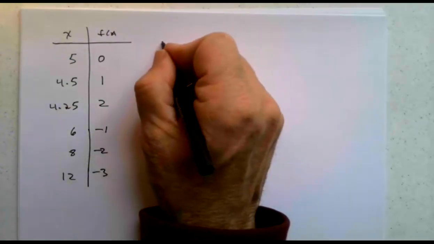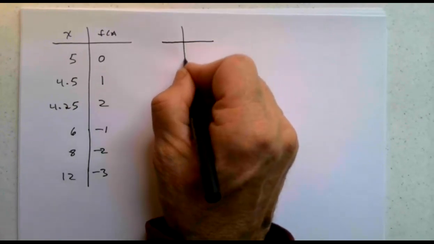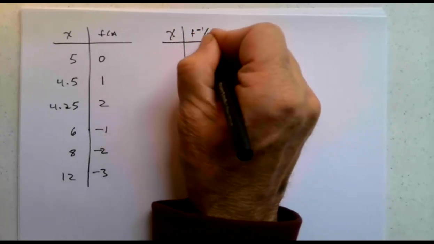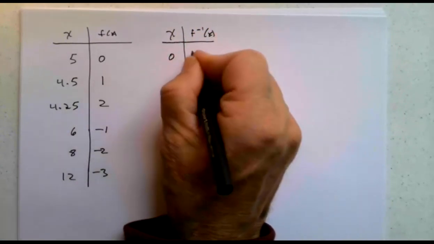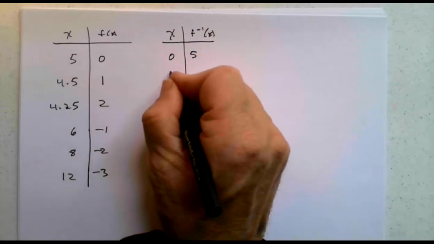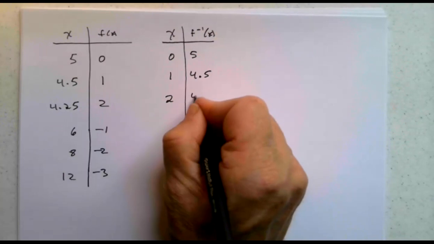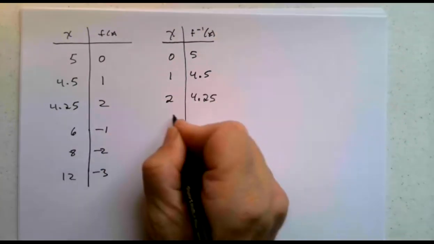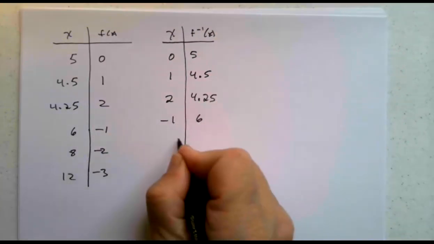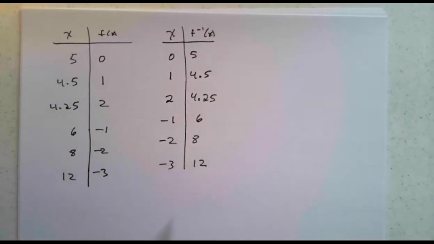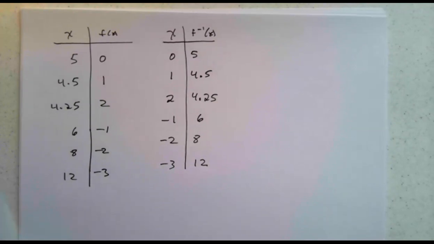So if I want to construct the graph of f inverse of x, x becomes y, y becomes x. That's our strategy. So 5, 0 becomes 0, 5. 4.5, 1 becomes 1, 4.5. 4.25, 2 becomes 2, 4.25. 6, negative 1 becomes negative 1, 6. 8, negative 2 becomes negative 2, 8. 12, negative 3 becomes negative 3, 12. So let's put those points on Desmos, and let's look to see what that looks like.